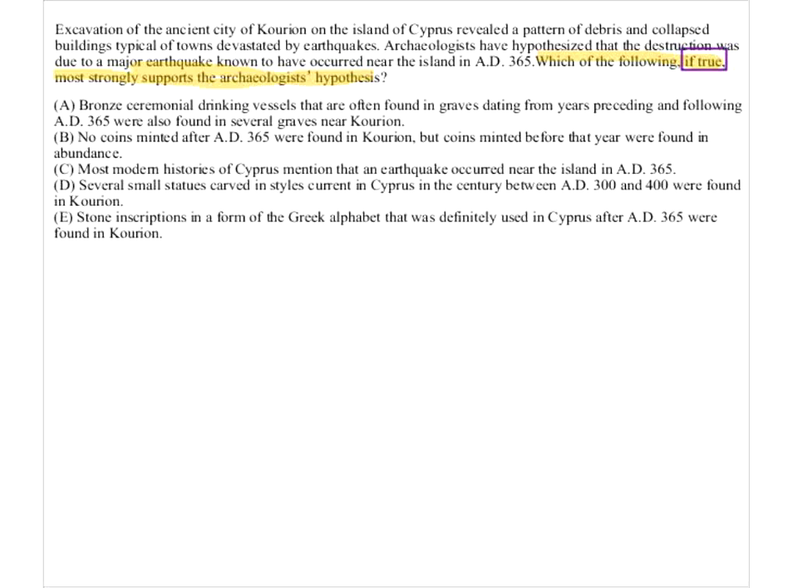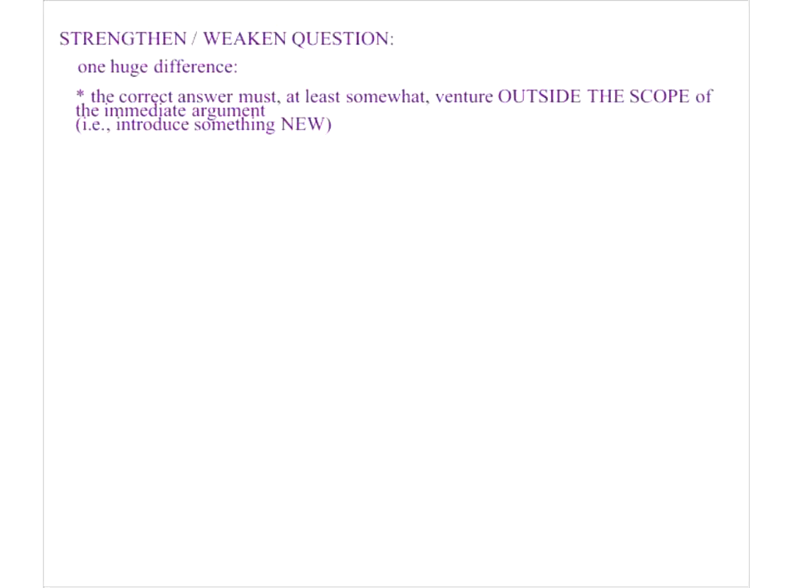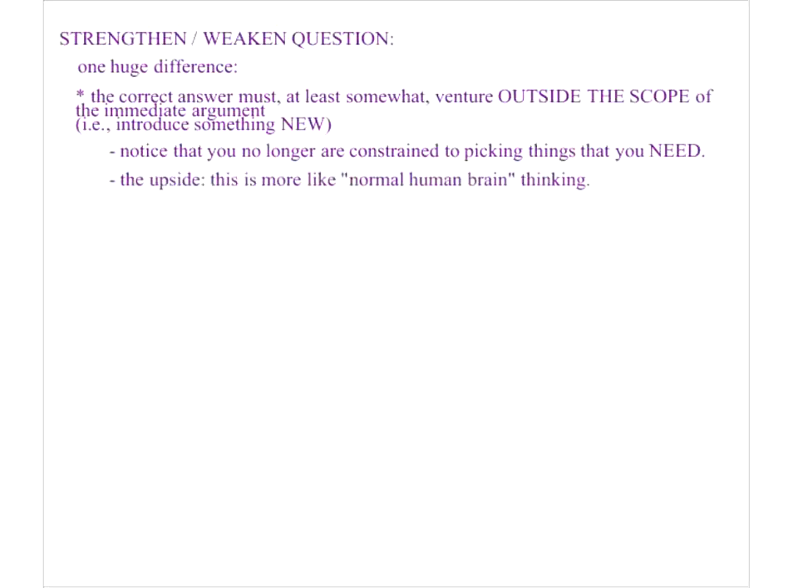That's a monumentally huge difference because now, unlike finding assumptions, we are not looking anymore at things that must be true. Whatever we tell you, we're just assuming that it's true. So notice that you no longer are constrained to picking things that have to be true. Okay, this means there's an upside and a downside. The upside to this is more like normal human brain thinking. But the downside is that there's a much greater variety of possible answers.